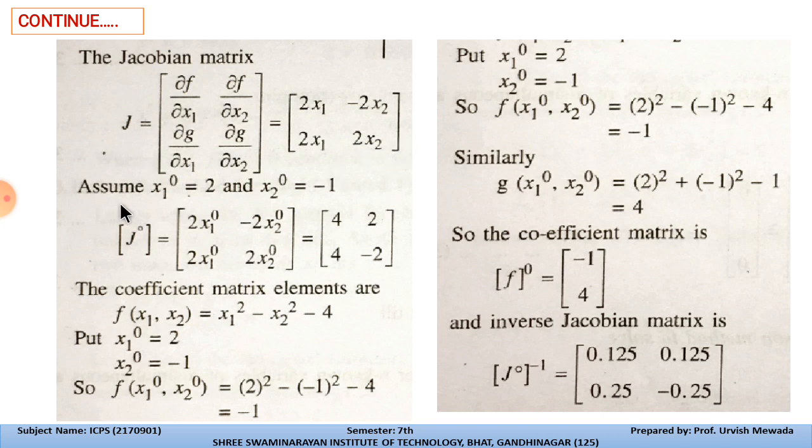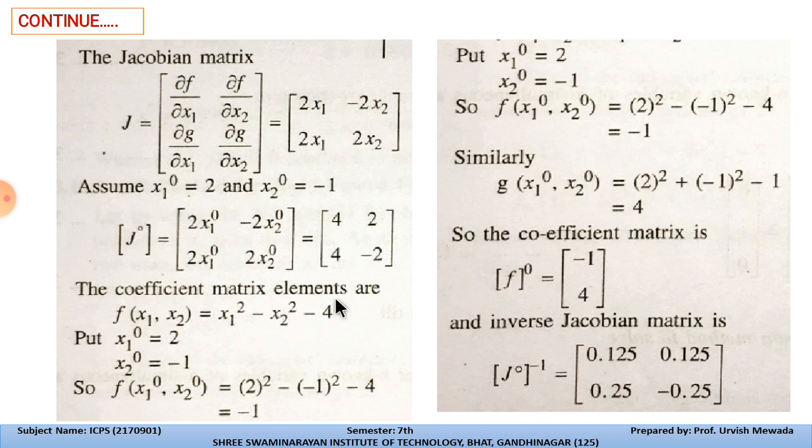So assume that x1 raised to 0 is equal to 2 and x2 raised to 0 is equal to minus 1, that is given in the data. So J raised to 0 will become 2x1 raised to 0, minus 2x2 raised to 0, 2x1 raised to 0, and 2x2 raised to 0. So x1 raised to 0 is 2, so this will become 4, and x2 raised to 0 is minus 1, so minus 2 into minus 1 will become plus 2, and 2x1 raised to 0 is 4, and 2x2 raised to 0 will become minus 2.